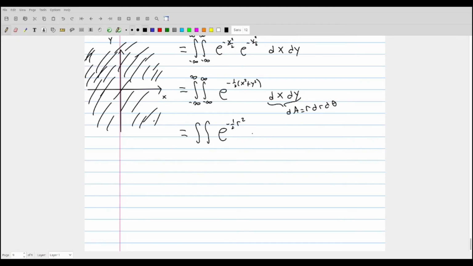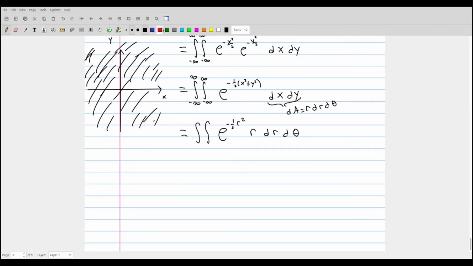This dx dy becomes r dr d theta, which is an integral that we can evaluate. The inner integral here is a u substitution integral, and it's a relatively straightforward u substitution at that.